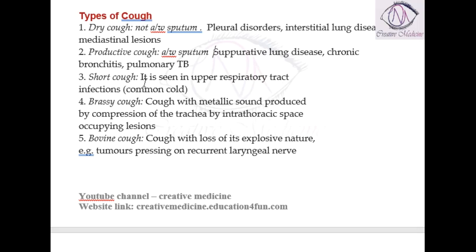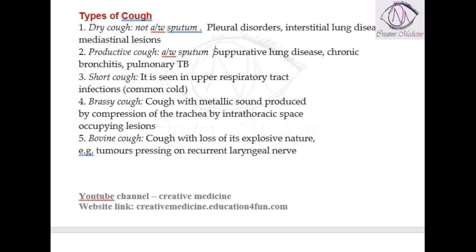Then we also have short cough. In short cough, the cough is very short, and it is seen in common cold or in conditions with upper respiratory tract infections. Then we have brassy cough.